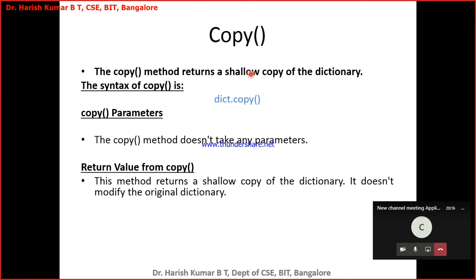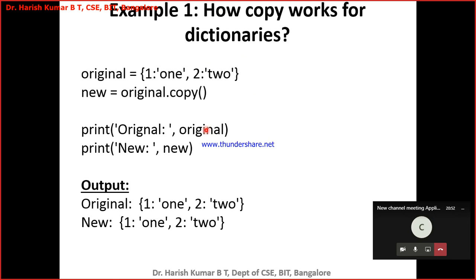Say I want to perform the shallow copy. With the example, I'll show you the difference between shallow copy and deep copy. This is how you do it: dictionary dot copy. It returns the shallow copy of the dictionary, and it does not modify the original dictionary. The original dictionary will be left as it is, and one more copy of the dictionary is created. It doesn't take any parameter, and if you want to use this copy method, you don't have to import any modules also.